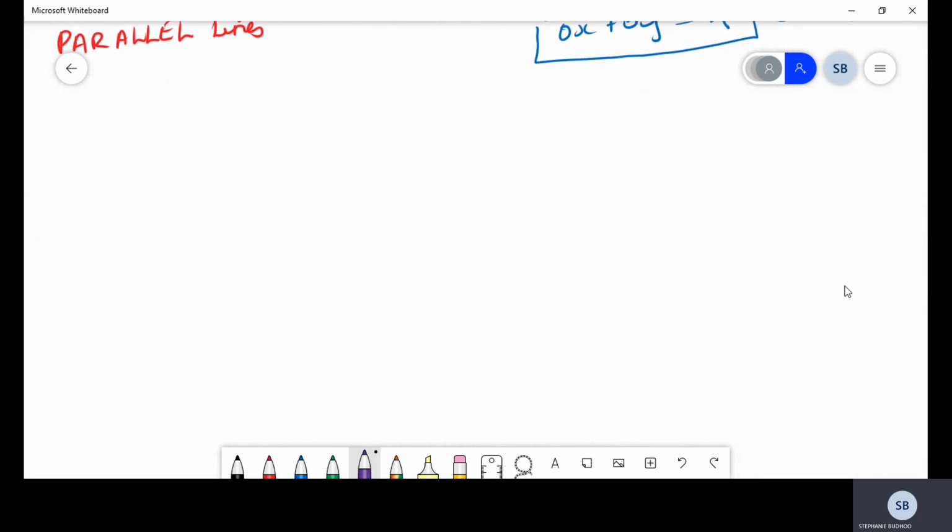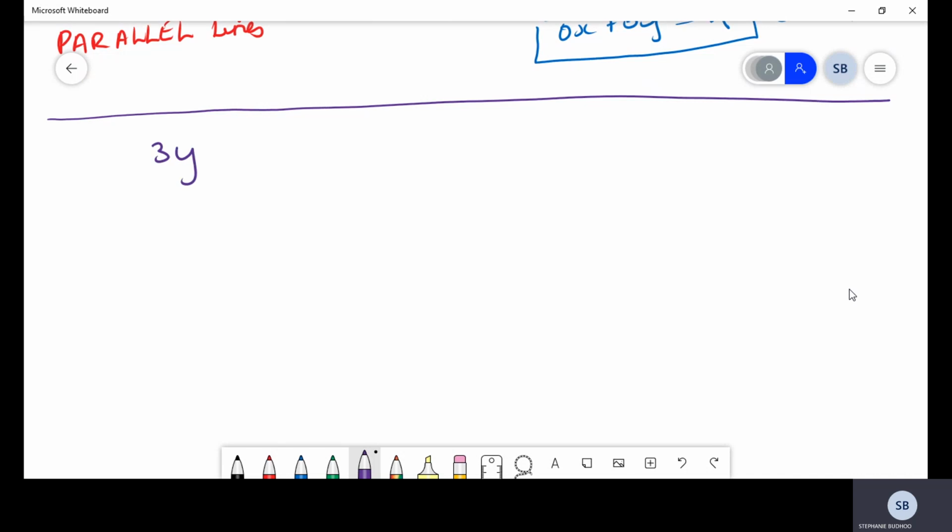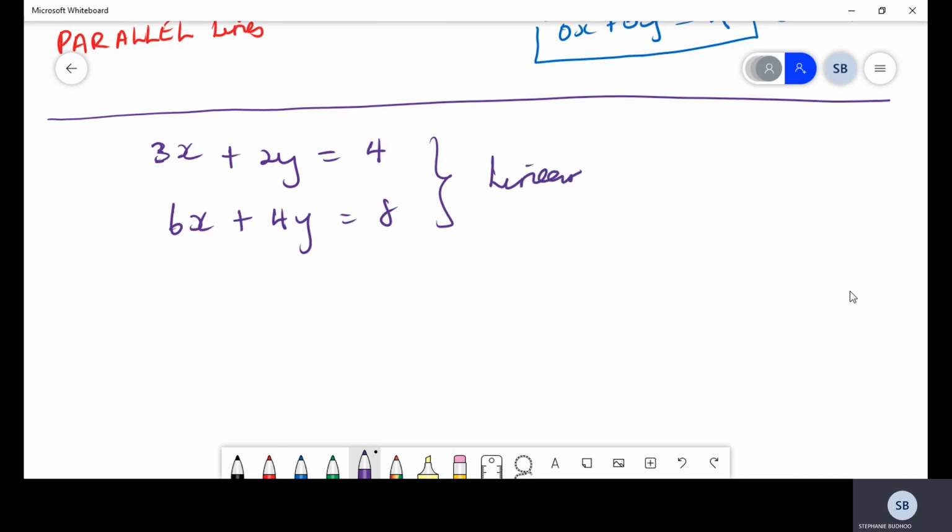All right, so I'm gonna draw my line here. Let's say you have another system of equations where you have clearly two straight lines. You know that because they are linear. I'm sorry, this is supposed to be x plus 4y is equal to 8. So once again, you have two linear straight lines.